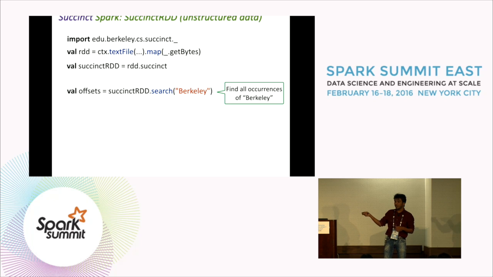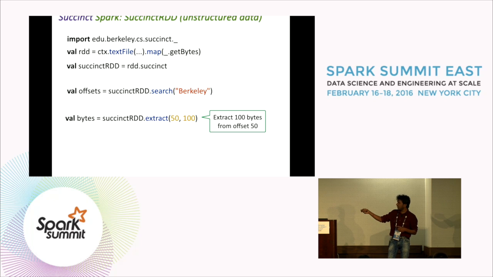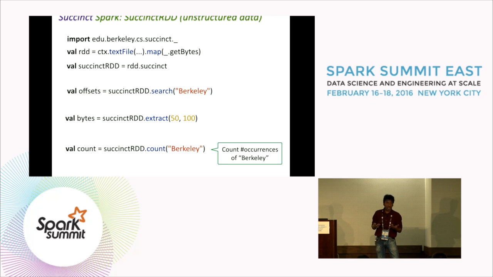You can execute these powerful queries. So you can just do .search and search for all the records or all the key value pairs or all the documents that contain Berkeley. Actually, the Succinct RDD is only for unstructured data. And as I said, you can also extract, you can do random access, and you can count. Okay. So this was Succinct RDD.